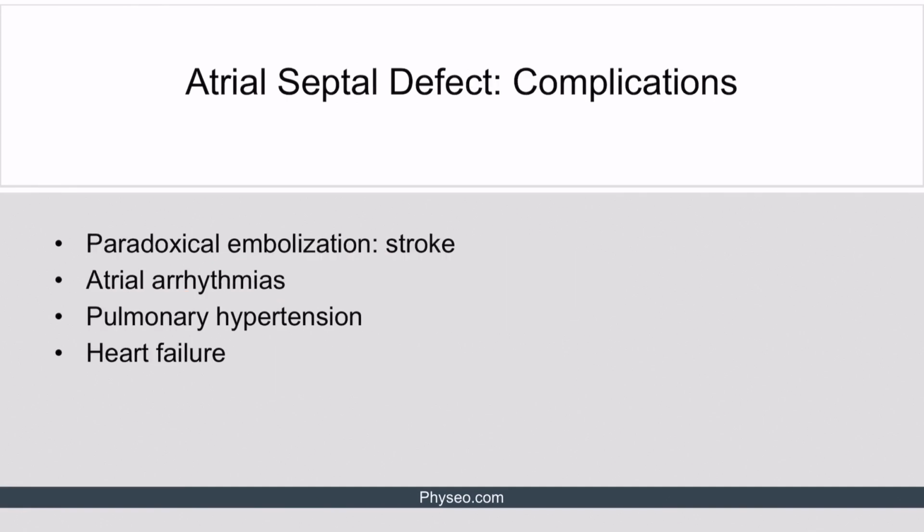Moving on to complications. Atrial septal defect may lead to paradoxical embolization, increasing the risk of stroke. Paradoxical embolization refers to an embolus originating from the venous system that travels from the right atrium to the left atrium via the septal defect, bypassing the lungs. Other complications include atrial arrhythmias, pulmonary hypertension, and heart failure.